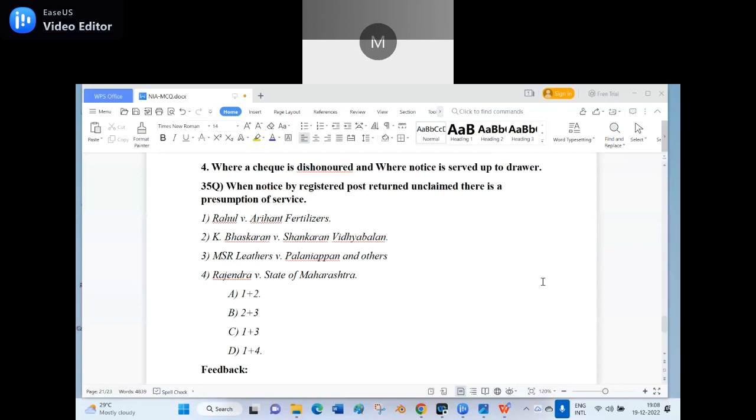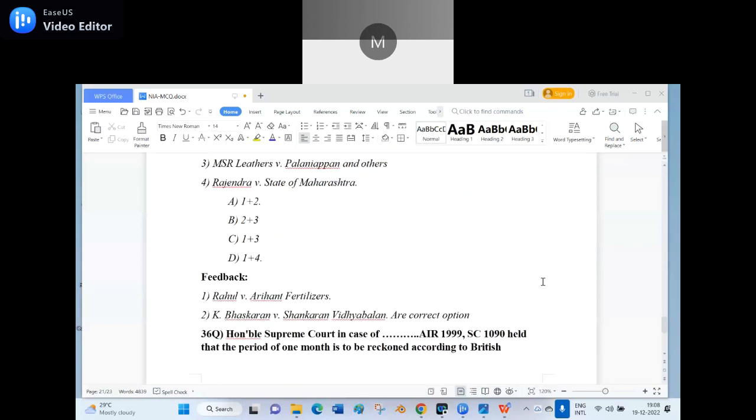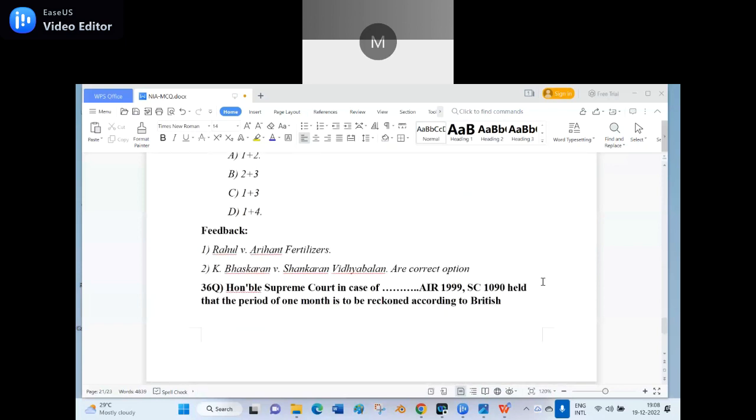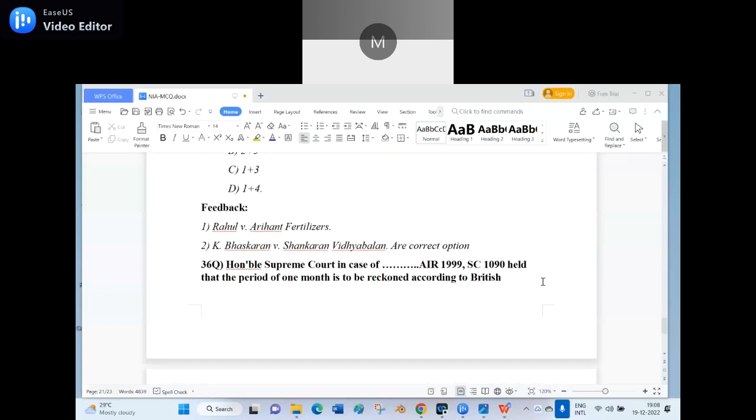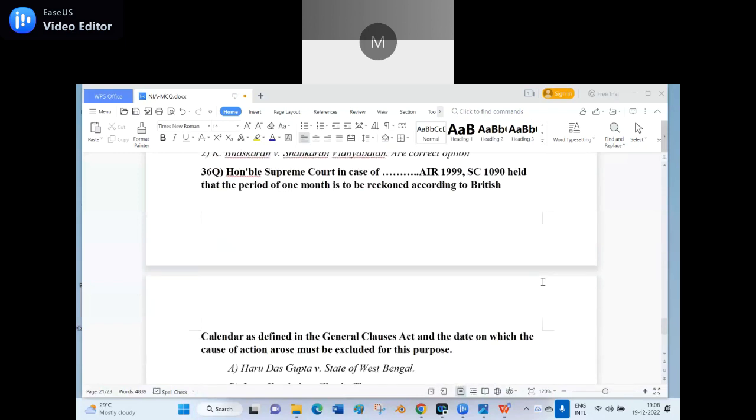Rahul versus Arihant Fertilizers and K. Bhaskaran versus Shankaran Vidyabalan. These are two cases where it is decided that if it is unserved or unclaimed, it is deemed that it is served. So these are two cases, Rahul versus Arihant Fertilizers and K. Bhaskaran versus Shankaran Vidyabalan, which are the correct options. I don't know whether you know the actress Vidya Balan. Sir, we don't see the movies.